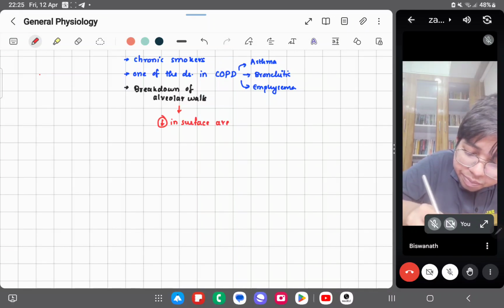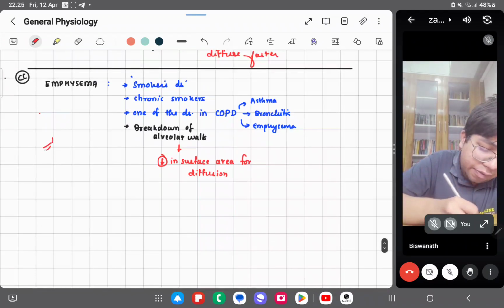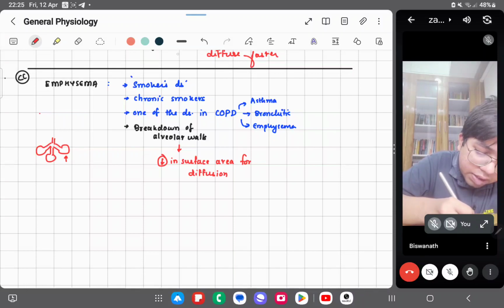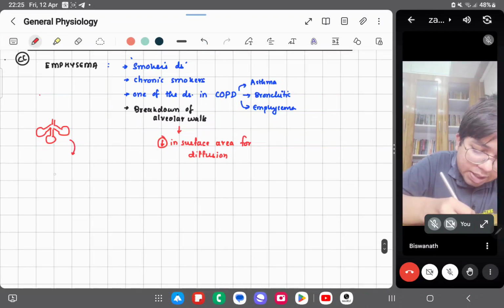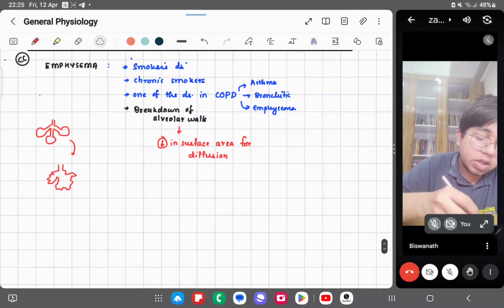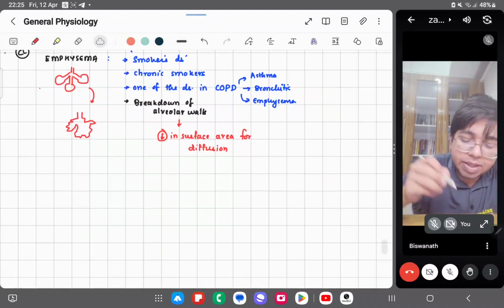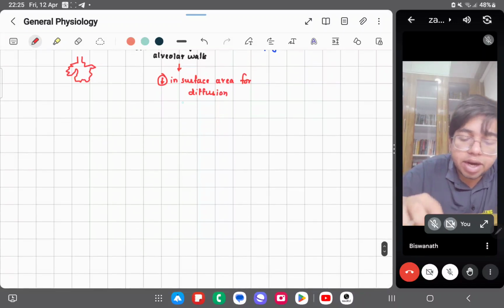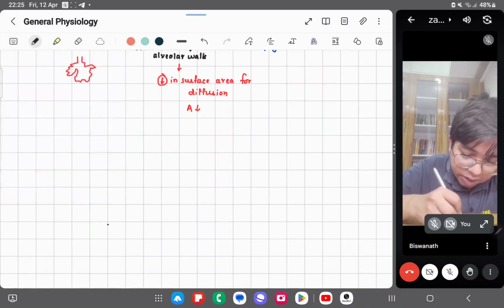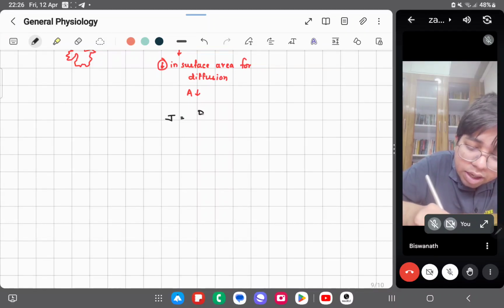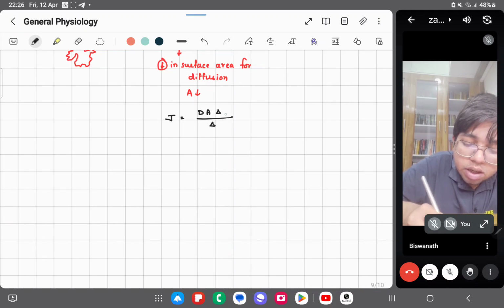Important line, for diffusion. What it means is that if you have a good alveoli, there's the alveolar sac and the one which is called the alveoli, right? In case of emphysema, there is a corrosion. The walls will be broken down like this. So this is the case in emphysema. And if it happens, then there is a decrease in surface area for diffusion, right? So A will decrease. You know the formula, right? D A, and here, what did you have? Your thickness, right?